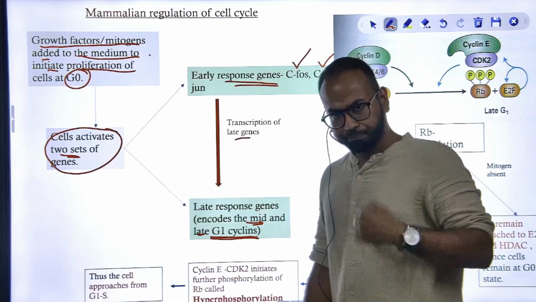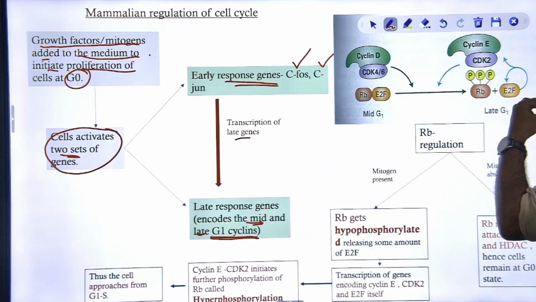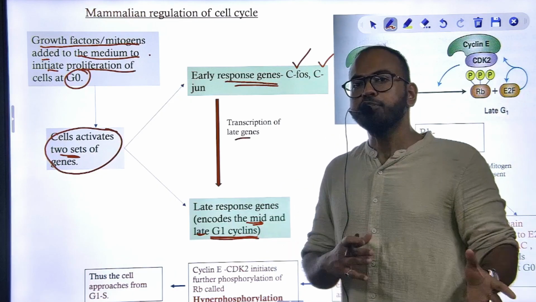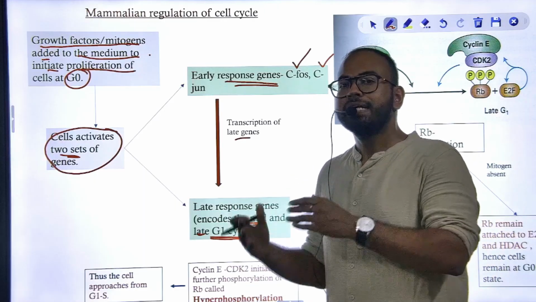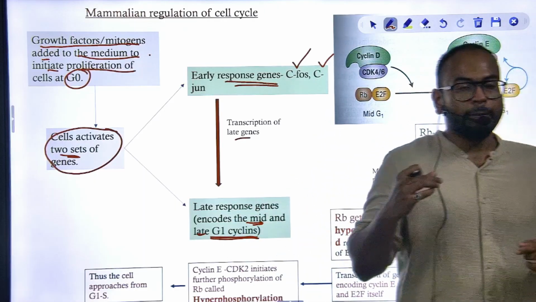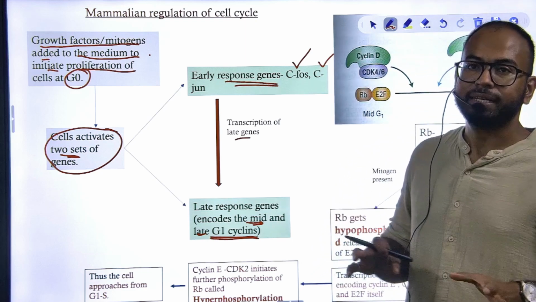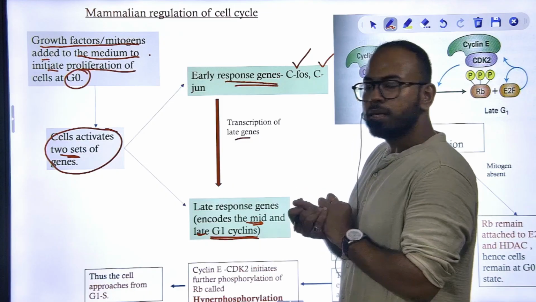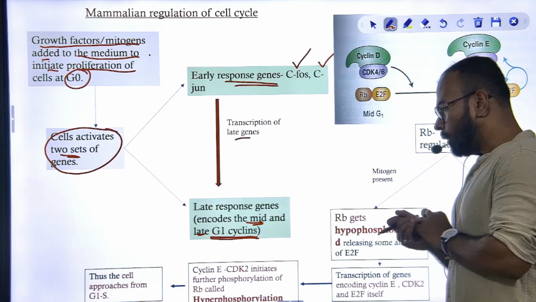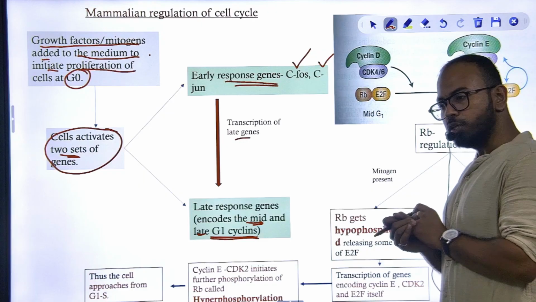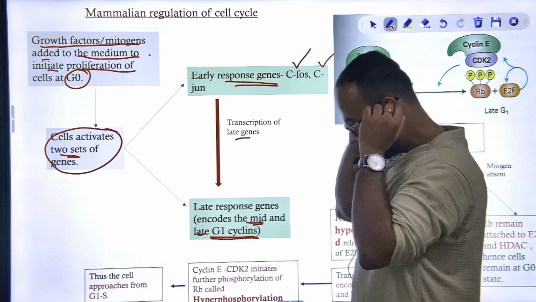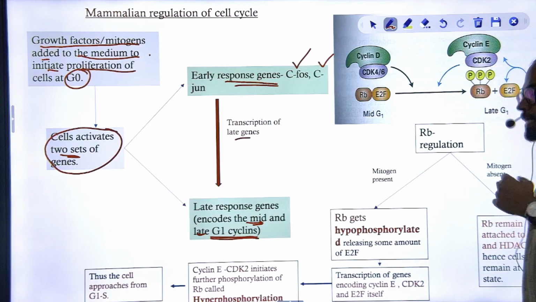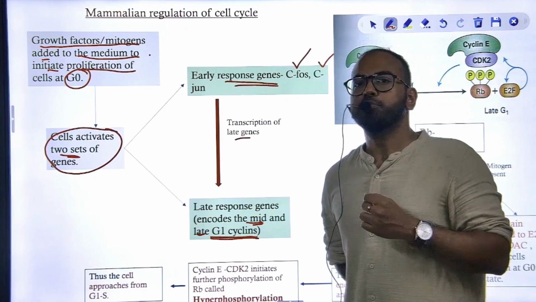This is the function of our early response genes. So early response genes like C-Fos and C-Jun will activate the transcription of mid or late G1 cyclins and CDKs. Now, in order to function properly, there lies another regulatory aspect.